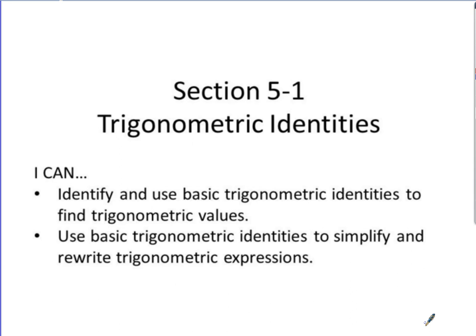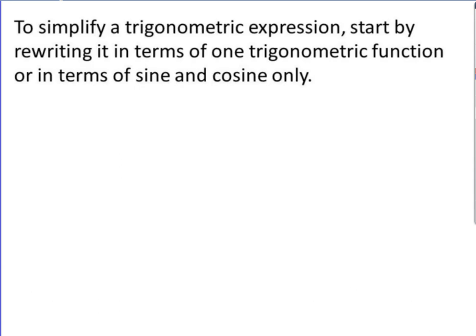This is section 5.1, part B, trigonometric identities. So in part A, we were starting to deal with our trigonometric identities. We looked at the reciprocal identities, the quotient identities, the Pythagorean identities, the cofunction identities. Now we're just going to be simplifying our trigonometric expressions using some of those properties.